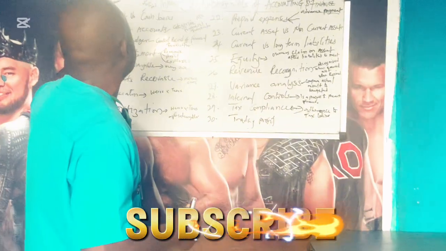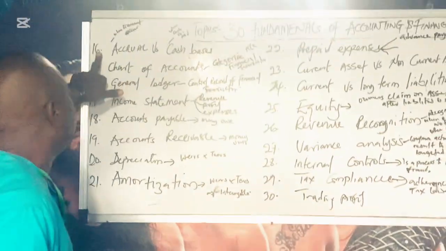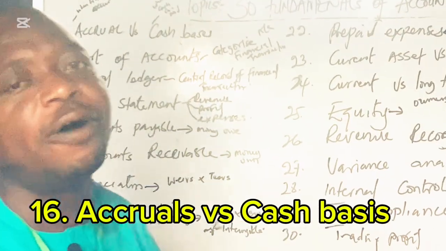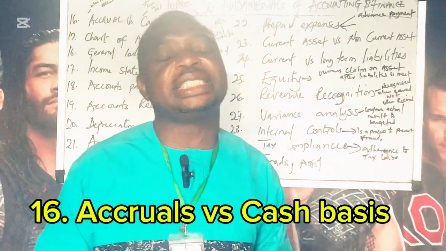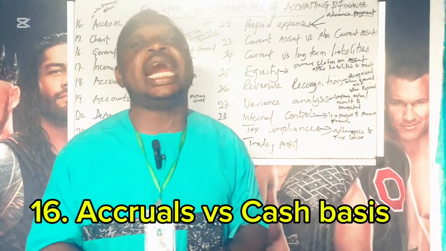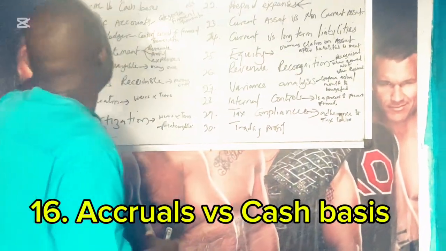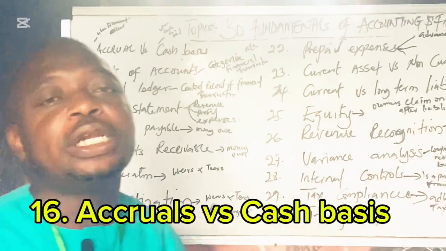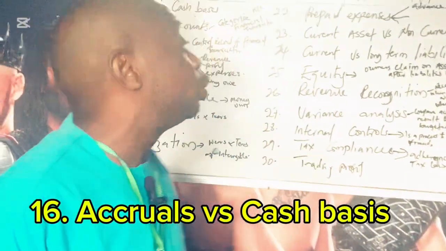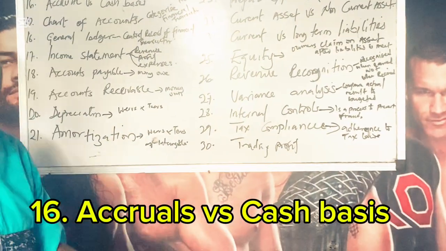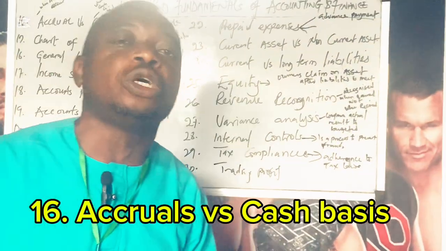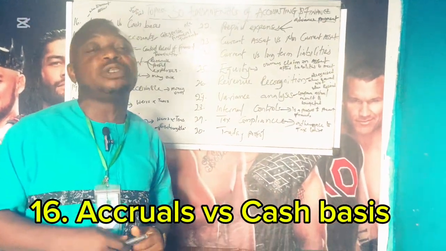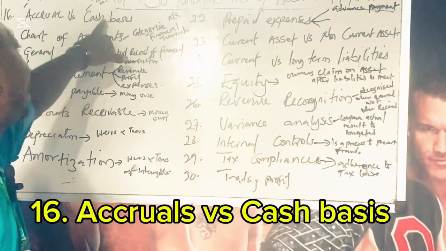I will start with number 16. Number 16 is accrual and cash basis. There are two ways of having payment in accounting. It's either you are doing accrual, which is owing, or the cash basis. The accrual basis is when you treat transactions when they occur, and we talk about the cash basis when the cash is paid. The government institution treats transactions on an accrual basis, while the private institution treats them on a cash basis.